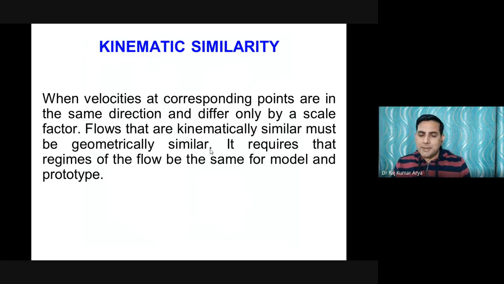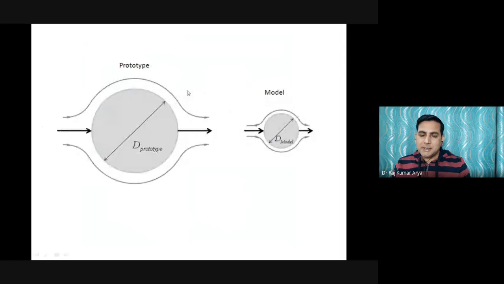Now, in kinematic similarity, we have talked about this: the direction of the velocity. They should follow the same velocity pattern. You see here the flow pattern, the velocity moves this side. In the model also, they are moving the same way at the same time. So this is called kinematic similarity. The velocity corresponding to each point from model to prototype is not changing.